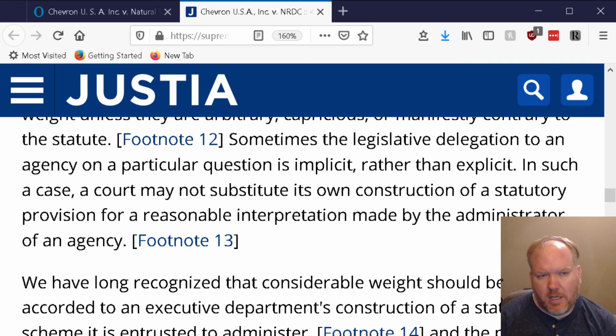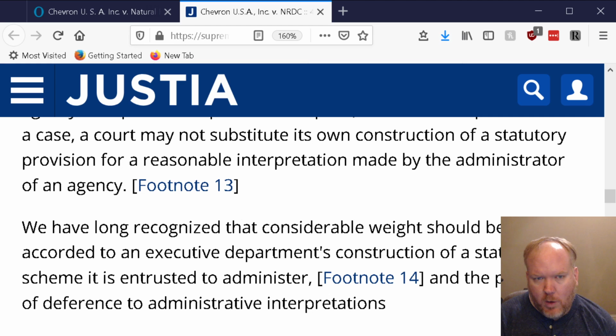Sometimes the legislative delegation to an agency on a particular question is implicit rather than explicit. Okay, if it's truly implicit, meaning it has to be true, to say something is implicit is to say it is true even though it's not stated. So to say something is true is to say that it is as true as if it was explicitly read. It has to be read that way. Okay, if it were truly implicit, then yeah, fine, but this isn't truly implicit. In such a case, a court may not substitute its own construction of a statutory provision for a reasonable interpretation made by the administrator of an agency.